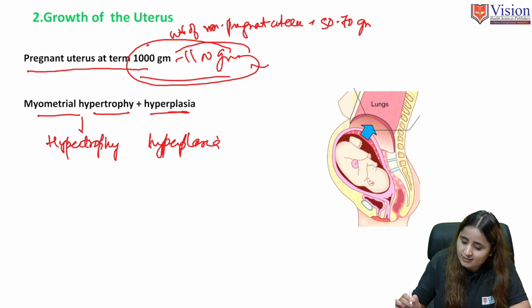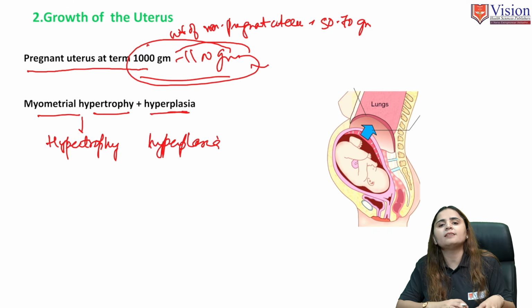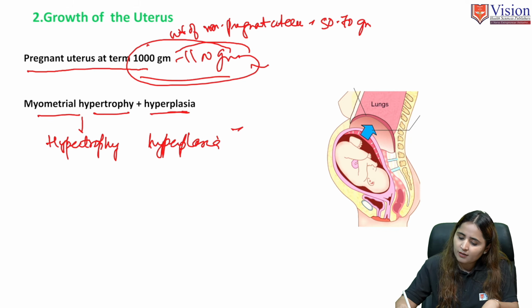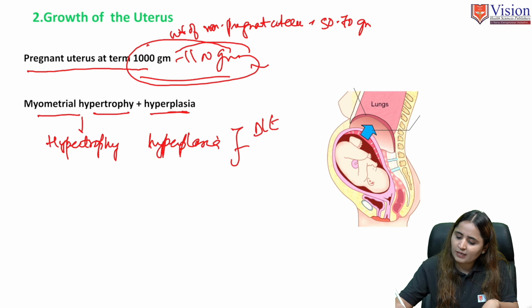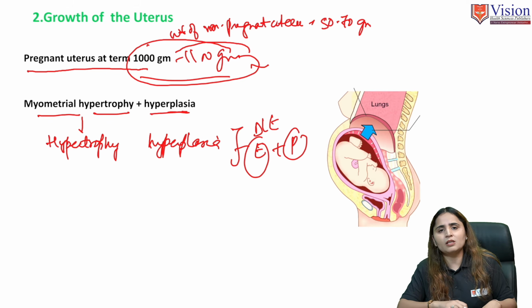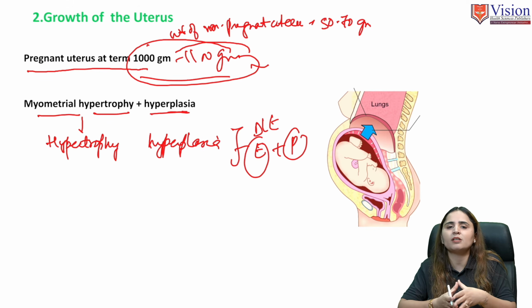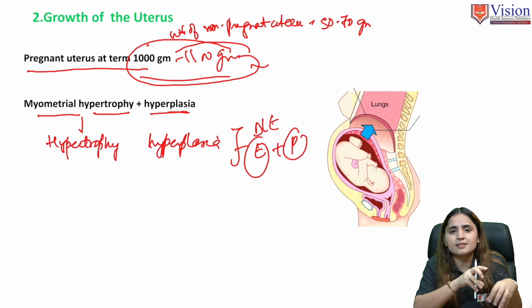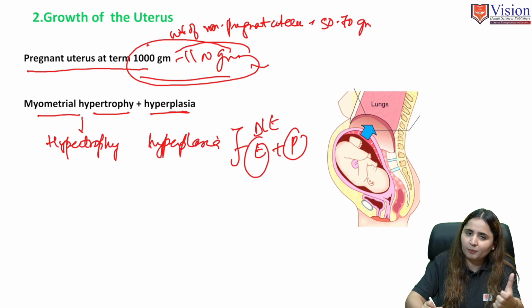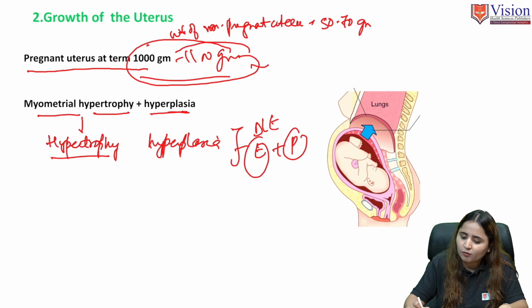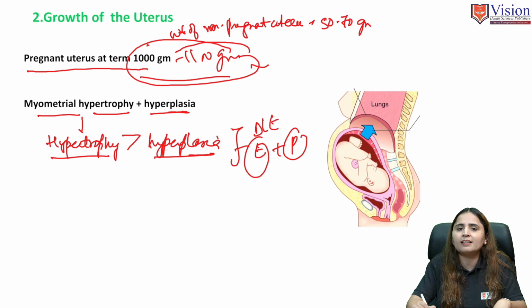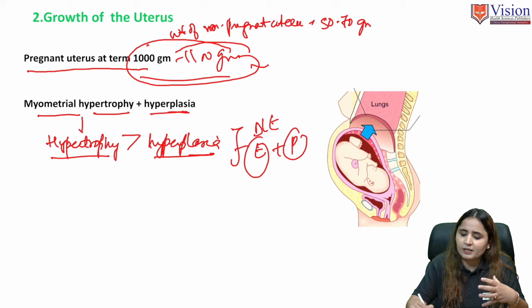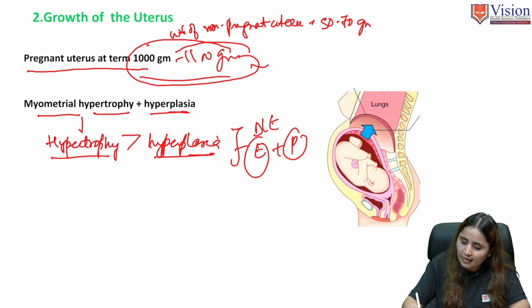Now the question arises is why it is happening. So it occurs due to pregnancy hormones, estrogen plus progesterone. This estrogen and progesterone is responsible for this hypertrophy and hyperplasia. Now another question arises here: what is more predominant, whether it is hypertrophy or hyperplasia? Remember, my friend, that hypertrophy is always more predominant than hyperplasia.